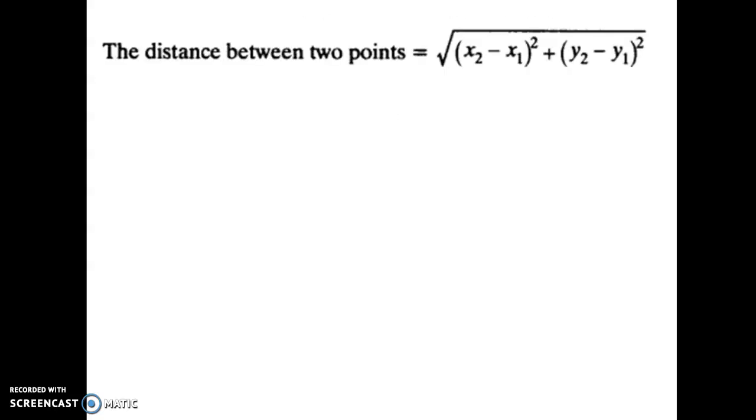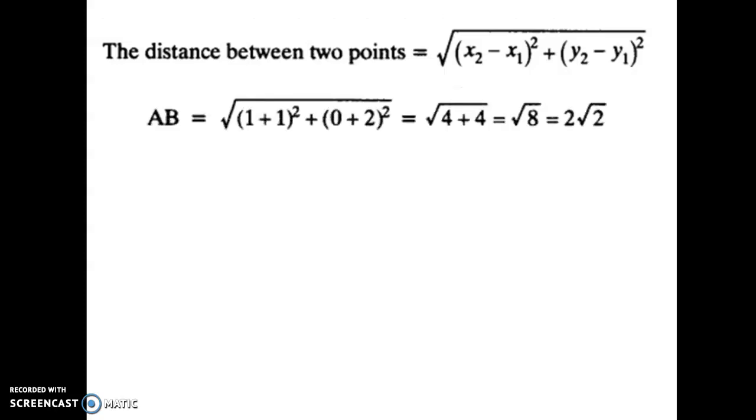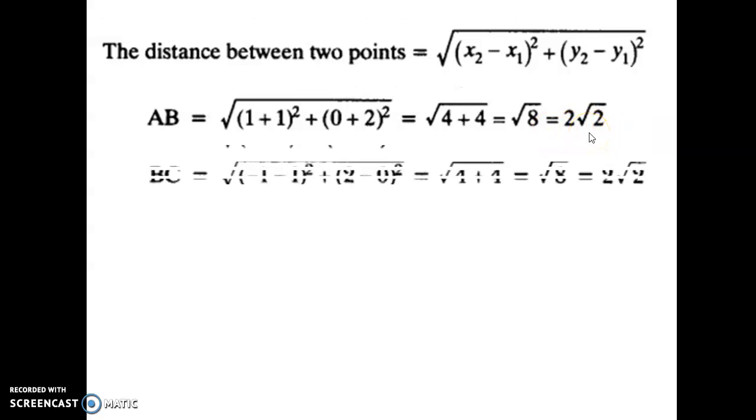Then you have to write the distance formula and substitute in the formula. This is x2 and this is y2. This is x1, this is y1. So substituting in the formula you get square root of 4 plus 4. So 4 plus 4 is 8, which you can write as 4 into 2. 4 is a perfect square, so you can take it out as 2. So 2 root 2 is the distance for AB.